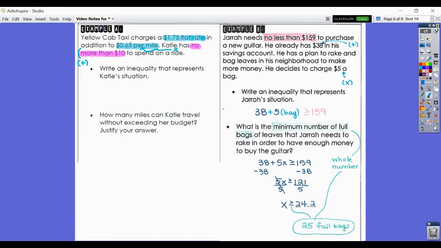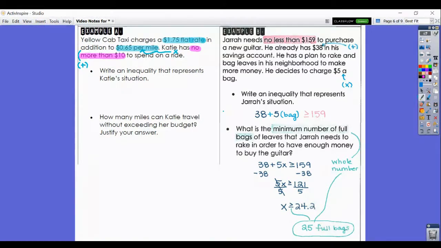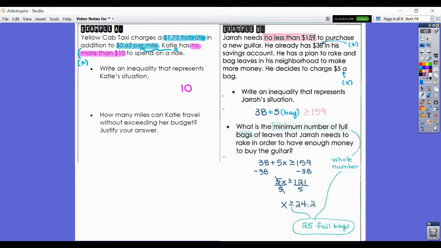That no more than is going to go on the right side of my inequality with 10, and it's going to be less than or equal to that 10 because she has $10 on herself to spend on this taxi ride. She can't go over because then she wouldn't be able to afford it. So she has to stay within the budget she has, maybe in her pocketbook, her wallet, her pocket. The 1.75 is a flat rate fee, so we know that that doesn't change. It's just going to stay the same. But in addition, it's going to put a plus sign between that and the 65 cents per mile here.